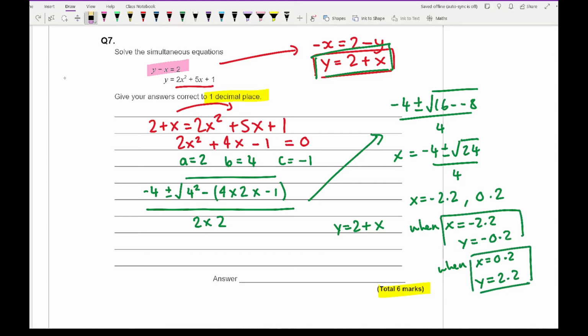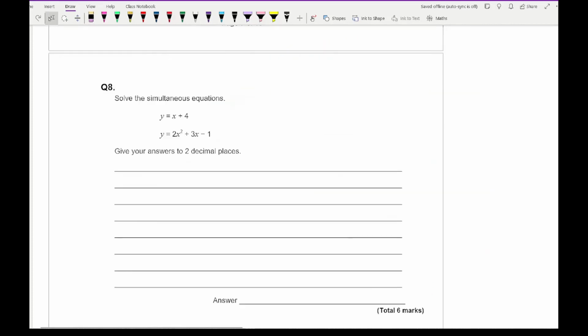What we also want to try and do is not write over your answer, so let's just leave it as that. So then moving on to question 8, which is very, very similar to question 7. However, looking at this equation, we've got to give our answers to 2 decimal places this time. So looking at the equations, we don't need to do any rearranging because they're both equal to y. So let's just go straight into the answer.